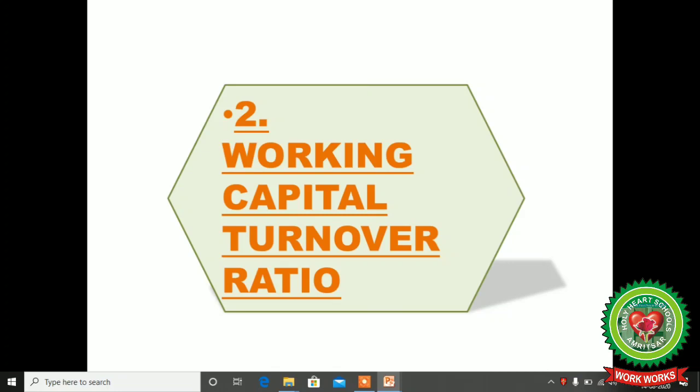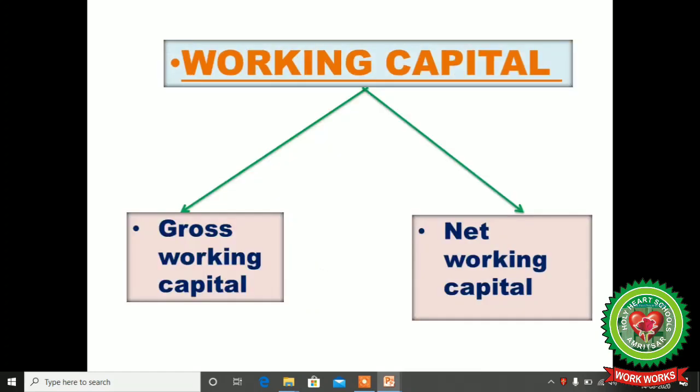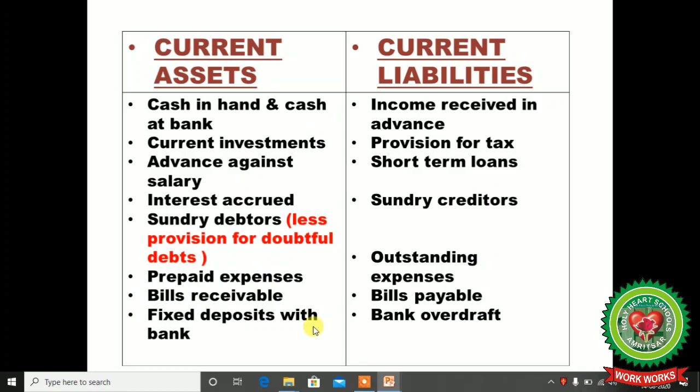So the next ratio under the activity ratio is the working capital turnover ratio. First of all, working capital is the capital of a business which is used in day-to-day trading operations. So there is gross working capital and net working capital.